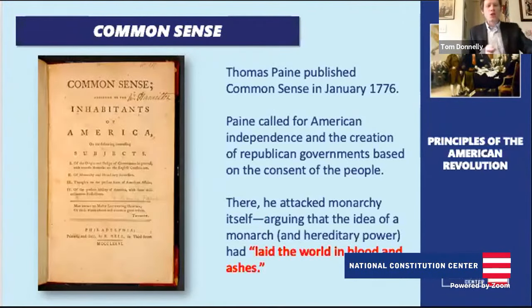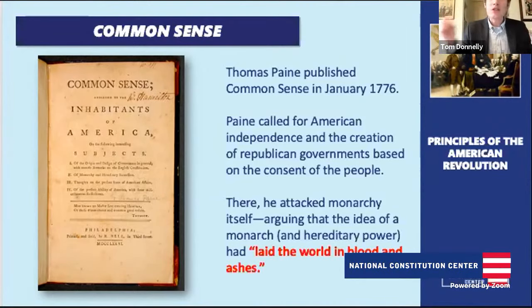So yeah, the Coercive Acts leads to the First and Second Continental Congresses. We see fighting break out at Lexington and Concord. We see over 1,000 people killed in the Battle of Bunker Hill. And as we get towards the end of 1775, American colonists really have to make a decision. Are we going to remain loyal to the empire, or are we going to go with the Patriots?